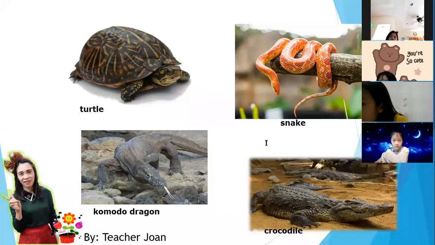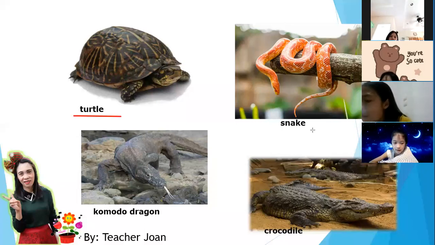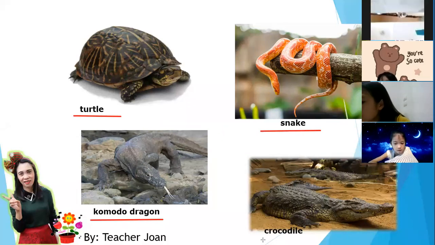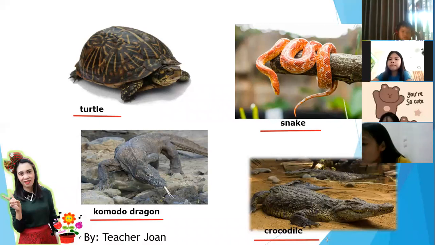Kim Leng, I need your microphone. Okay. The first one, Kim Leng? Turtle. Okay, turtle. The second one? Snake. The third one? Komodo dragon. Komodo dragon. And the last one is? Crocodile. Crocodile. Okay, very good.